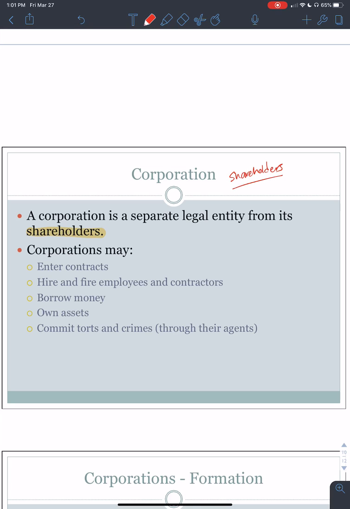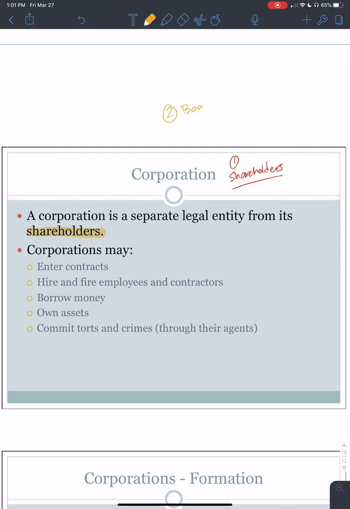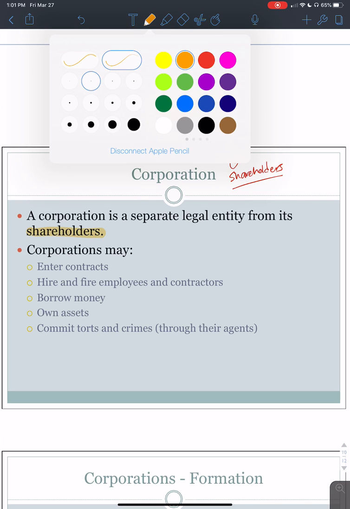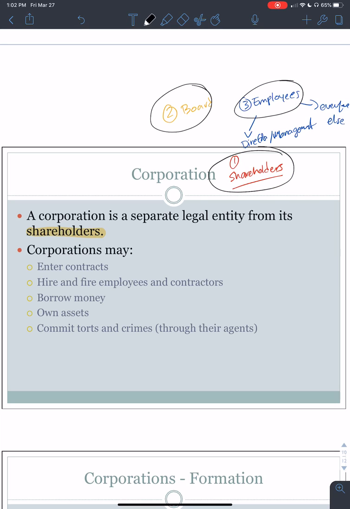You also have the board, and then you have the employees. In the employees, you also have the directors, management, and then everybody else. Each of these groups has different legal responsibilities in a corporation.